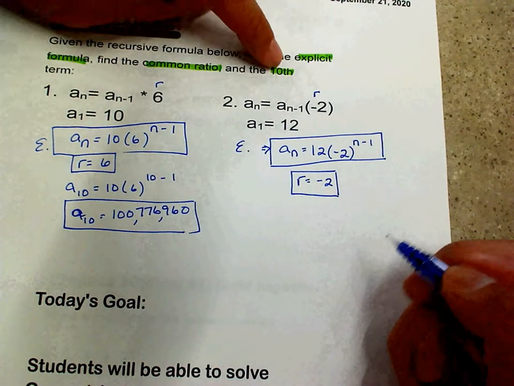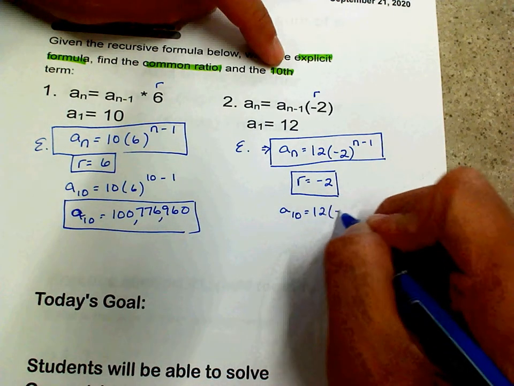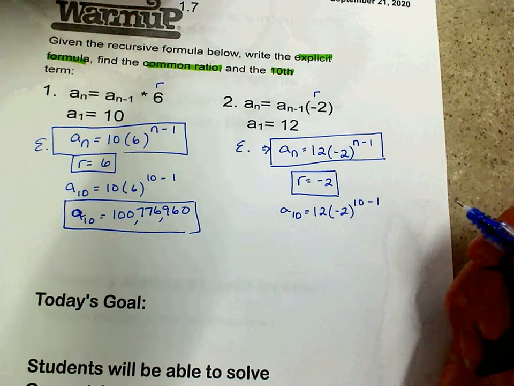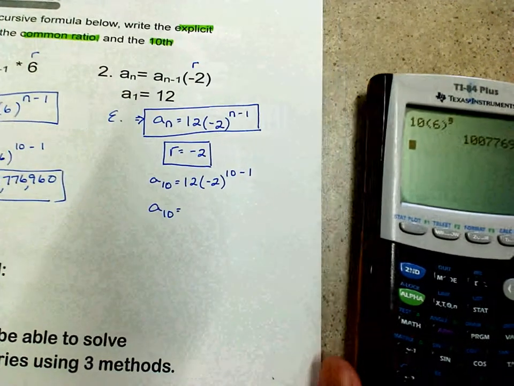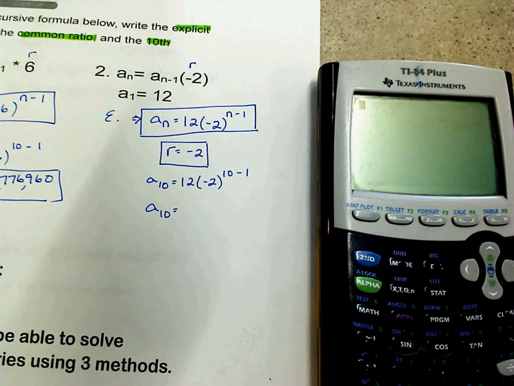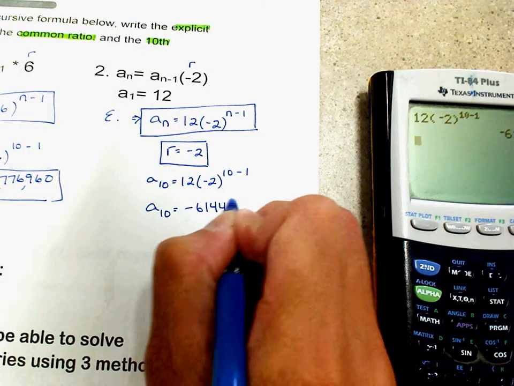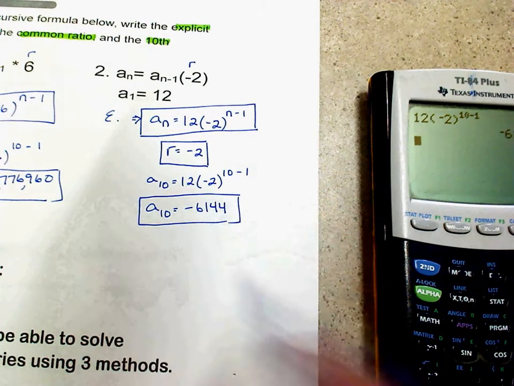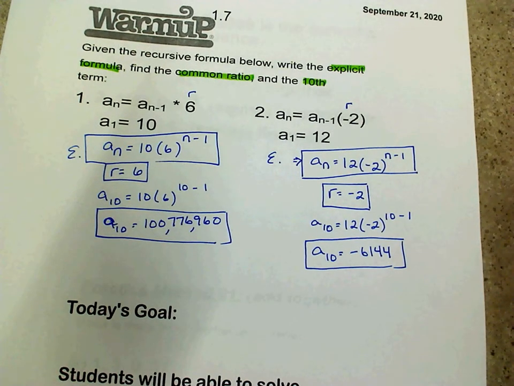To find your 10th term, you're going to substitute n with 10. So 12 times negative 2, 10 minus 1. And you're going to let the calculator do all that work for you. Okay. So 12 parentheses, negative 2, in parentheses, raised to the 10 minus 1. Or you can put 9, your choice. Negative 6144. And there you have your warm-up. Please take a picture and submit.